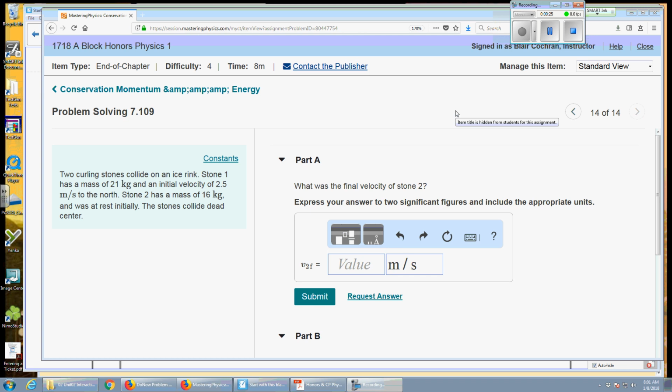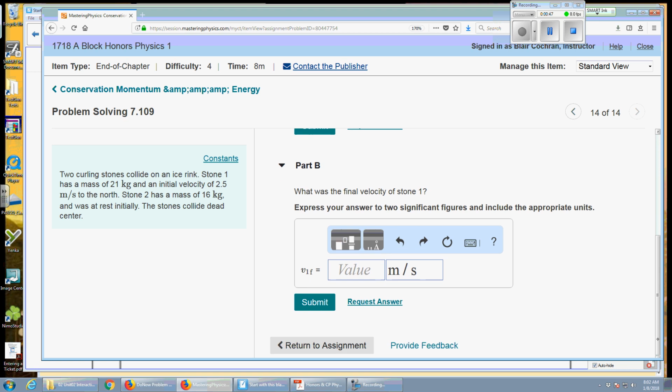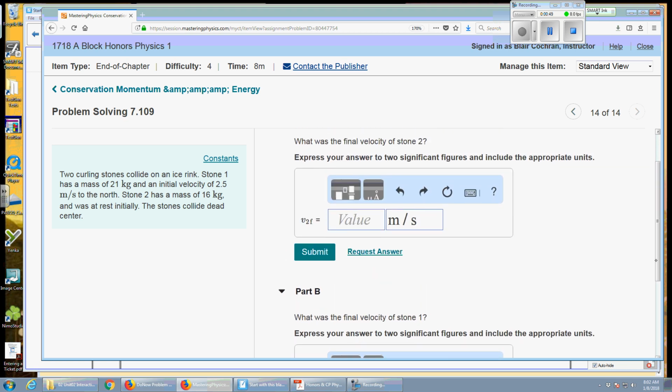I'm going to assume that this is an elastic collision, because if it isn't, I won't be able to solve it. Looking at it, it doesn't tell me it's elastic, but two pieces of granite hitting into each other, I'm going to assume it's elastic. And I think there was something about curling in the chapter that talked about it being an elastic collision.